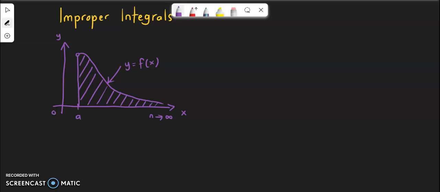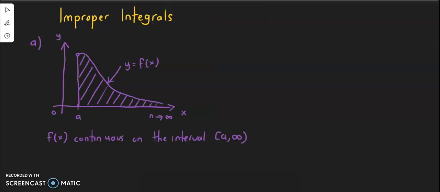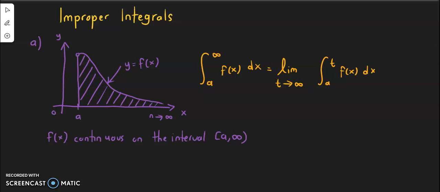So this figure says that f(x) is continuous on the interval from a to infinity. This is the first figure here. When you want to find the improper integral, if you're given this type of interval, to find the integral from a to infinity of f(x) dx, it simply means you apply the limit as t approaches infinity of the integral from a to t of f(x) dx, provided the limit exists and is finite.